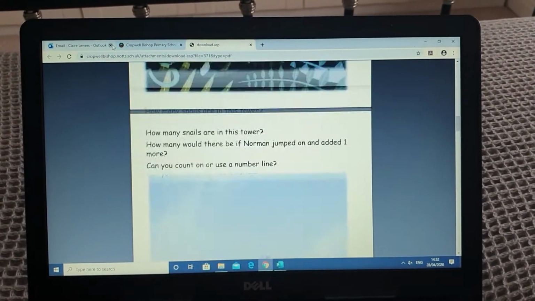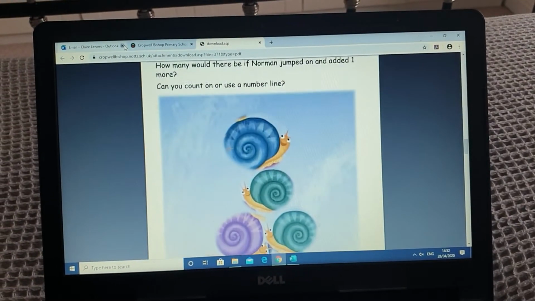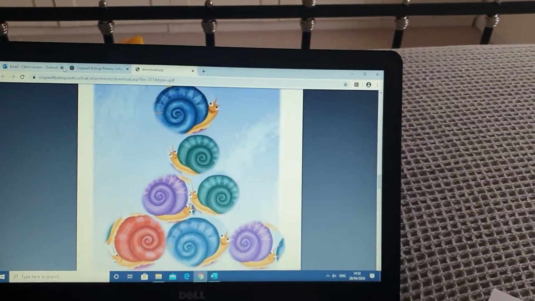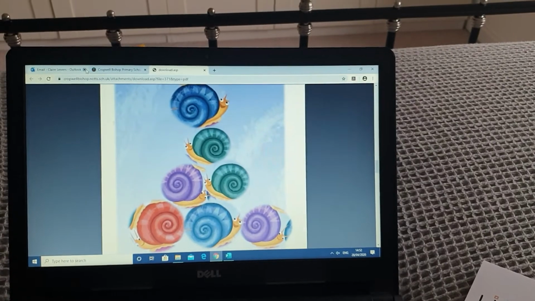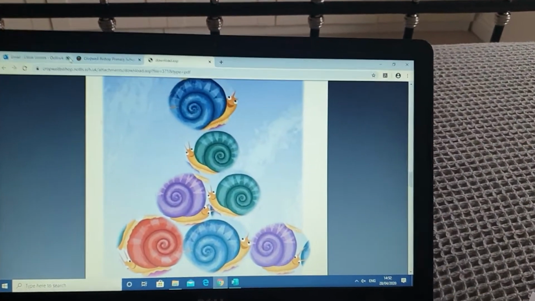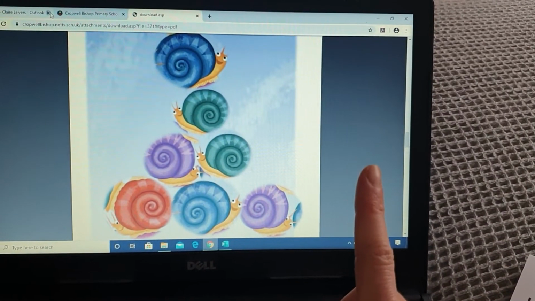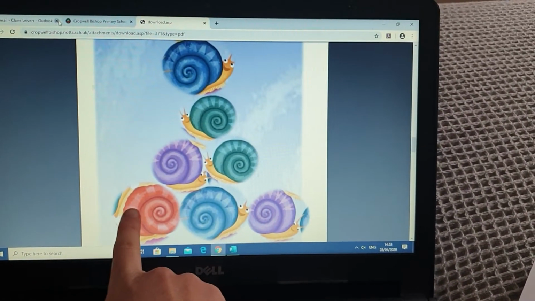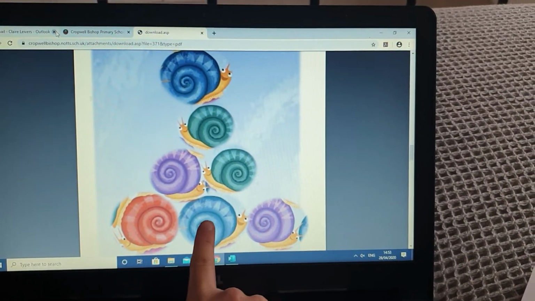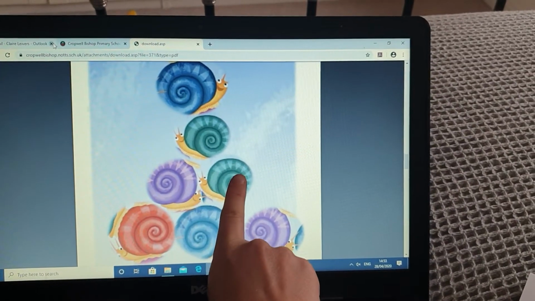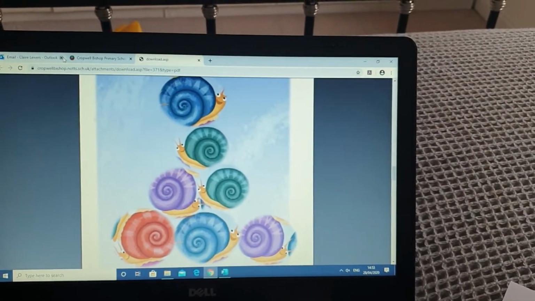let's do this one. Okay, so there are slightly too many there for me to just look at it and instantly recognise how many are there. So I'm going to do some careful counting first. I'll start at the bottom and I'll go up. 1, 2, 3, 4, 5, 6, 7. There are 7 snails there. I can put 7 in my clever head and count on 1 more. 7, 8. There are 8 snails there.